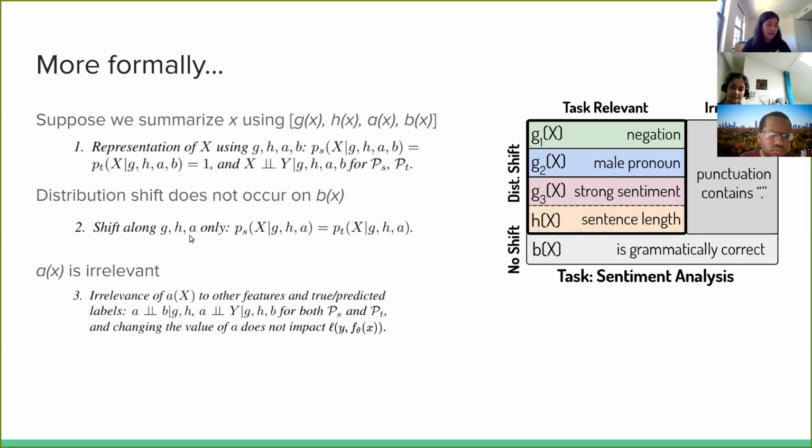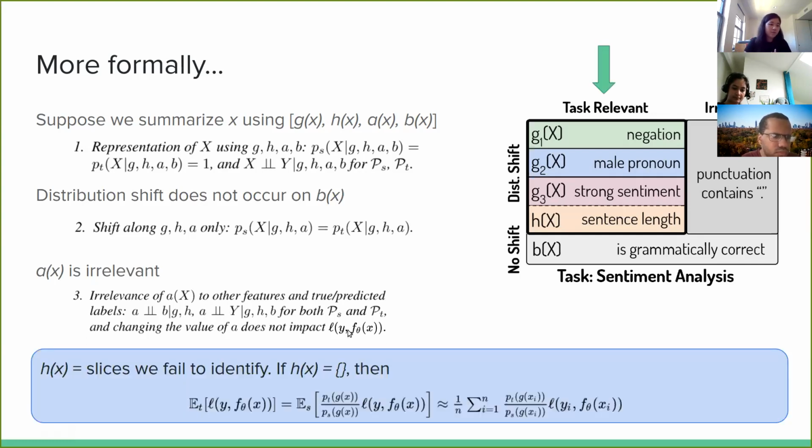Next is the category A of X, and this is defined as being irrelevant to the task in the model. So in our sentence classification example, perhaps some sentences have a period at the end, some don't, but let's just say this doesn't really matter for sentiment analysis, even if the proportion of sentences with periods is changing between the source and target distribution. And so the formal definition of irrelevance is with these independence properties. You can see that A is independent of Y, and changing the value of A doesn't impact the loss function.